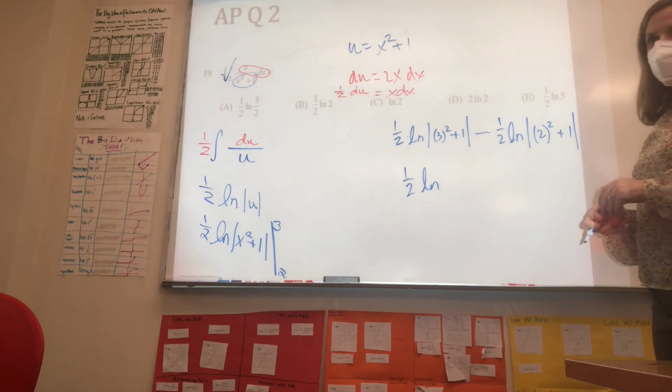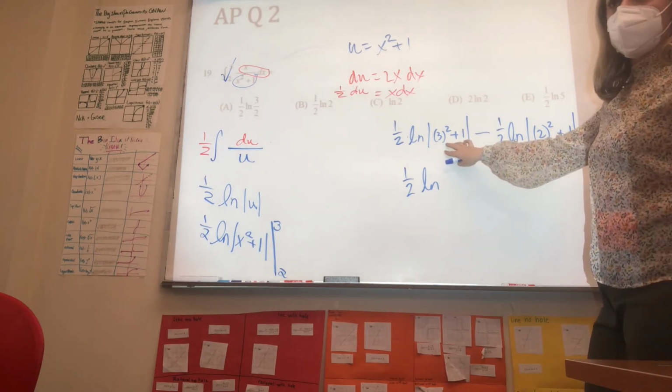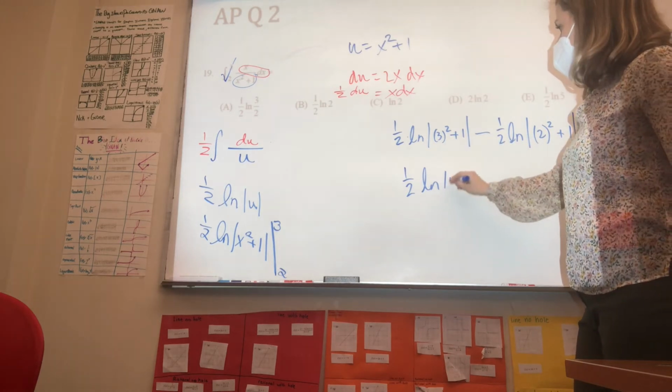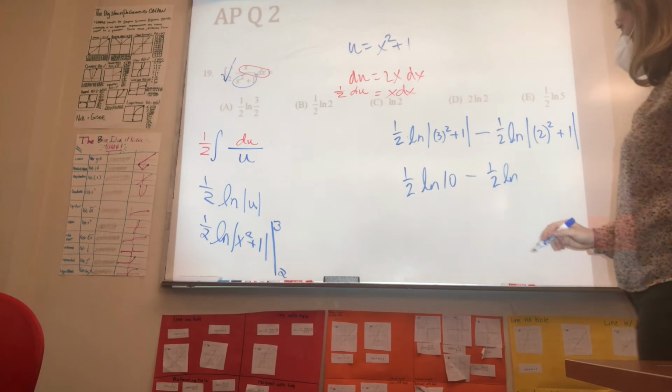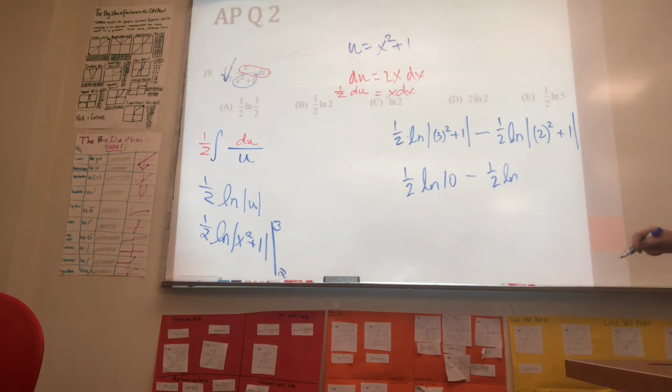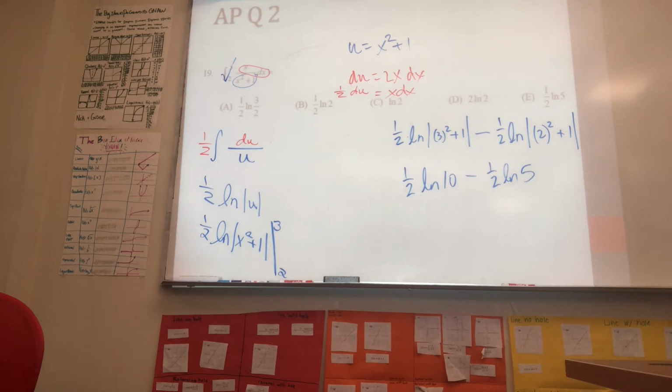Okay, so I'm going to take away the absolute values because we know 10 is positive. So I'm just going to write 1/2 ln of 10 minus 1/2 ln of 5. All right, let's look for our answer.